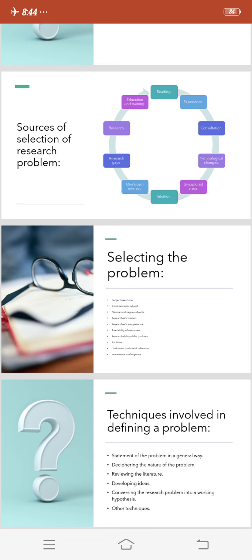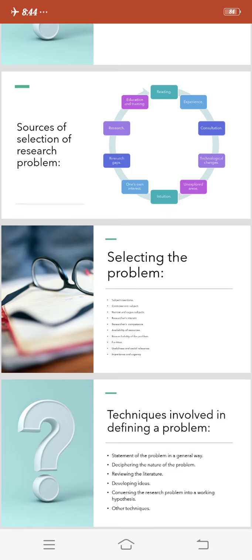Next one is importance and urgency. Here, there may be several research problems available, but the most important and urgent one should be selected. For example, in our society now the COVID virus is spreading, so there is an urgency for a vaccine for the COVID virus, and we have to find a solution to solve the problem in a quick manner.